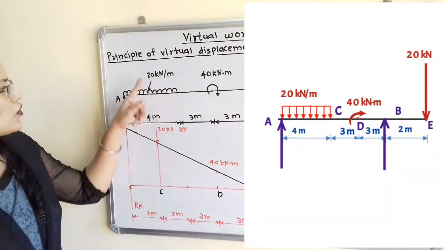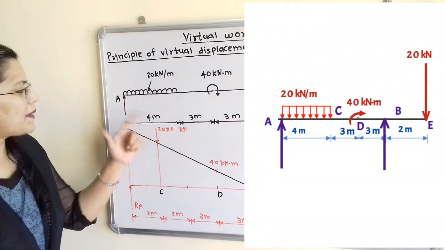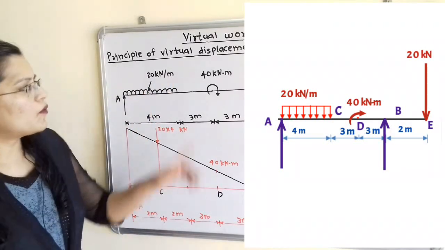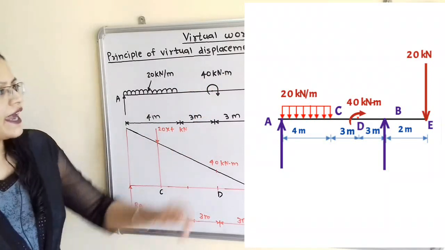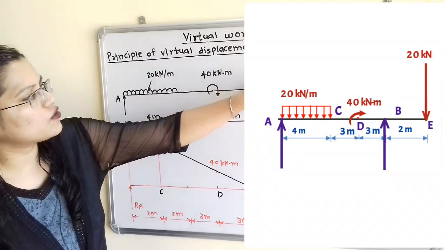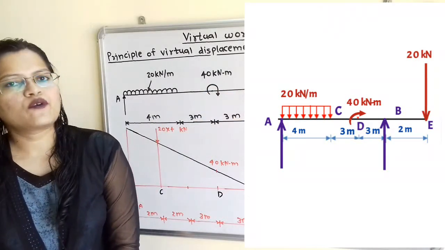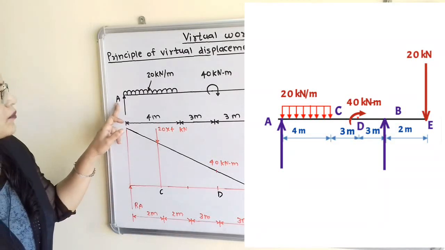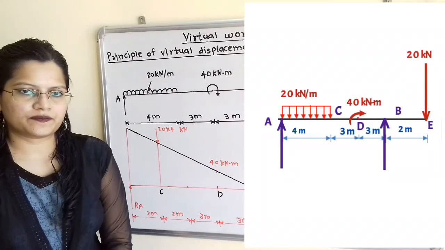Uniformly distributed load 20 kN per meter is given over the span of 4 meter. Moment 40 kN meter is also given. And at the end of the beam, a 20 kN load in downward direction is given. We have to find out the reactions at point A and at point B by the virtual work method.